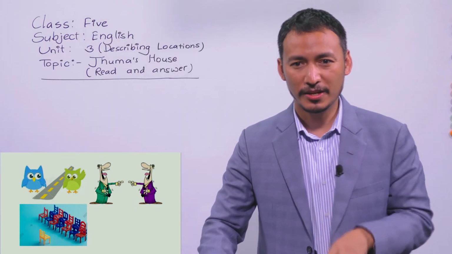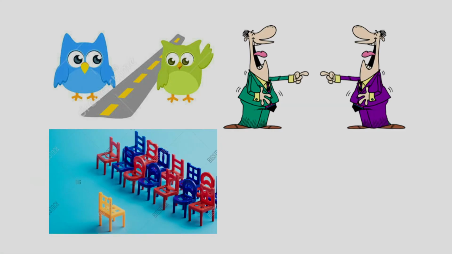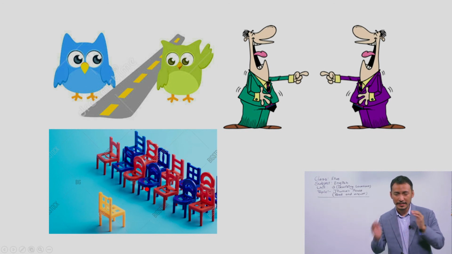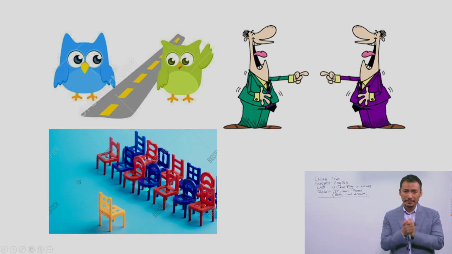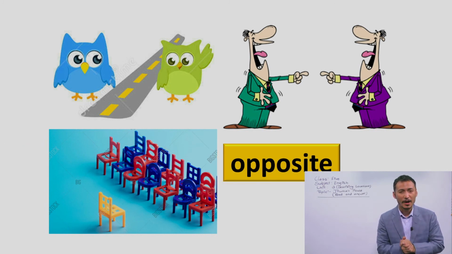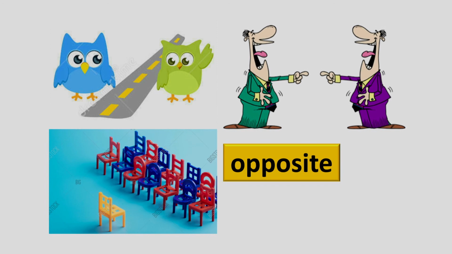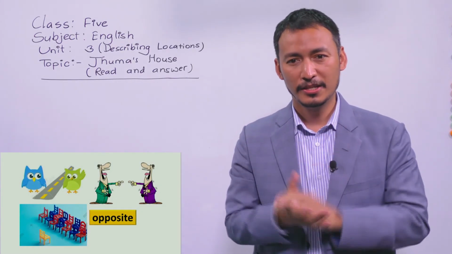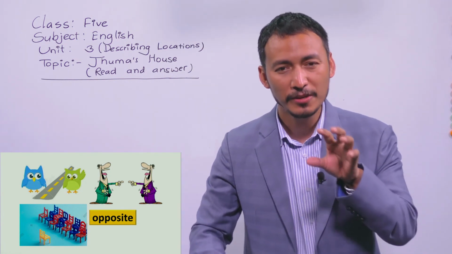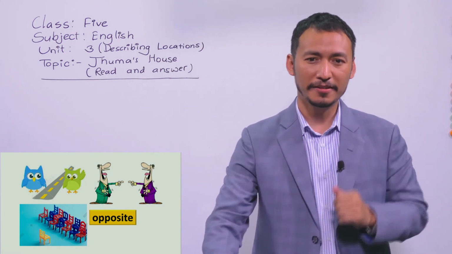Okay, in this picture, what do you see? The people are facing each other. The birds are facing, and the chairs are also facing. They are opposite to each other. So we use them as opposite. So just in front of, facing towards the same object or person. In that case, we use opposite. All right, students, are you clear?